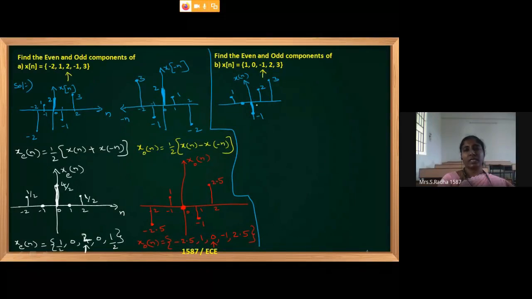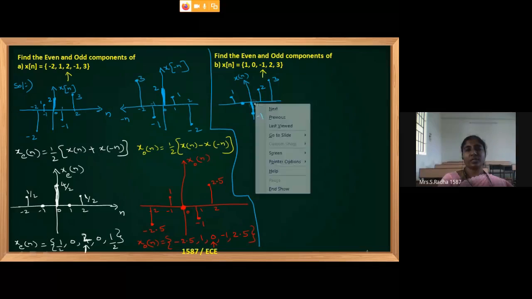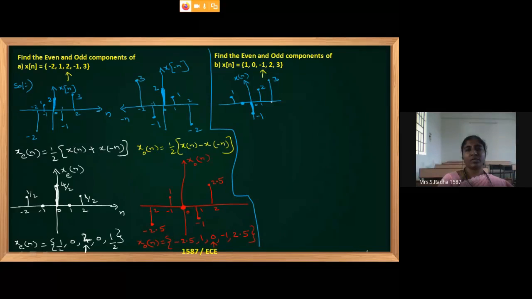Okay. This is the diagram. X-axis points. This is 0, 1, 2, and this is minus 1, minus 2. Now I will draw the diagram for x of minus n. Minus n, because plus n means the positive side. So 0, 1, 2 x-axis points, minus 1, minus 2 x-axis points.